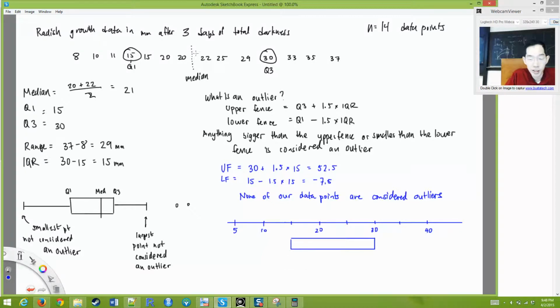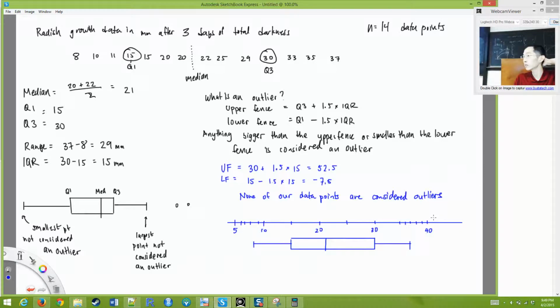And I draw a line at 21 to indicate the median. Okay. And I take my whisker down to the smallest point that's not an outlier, and that would be 8. So something around there, okay? And over here I go to the largest point that's not an outlier, and that would be 37, so something around here. So that would be our box plot.